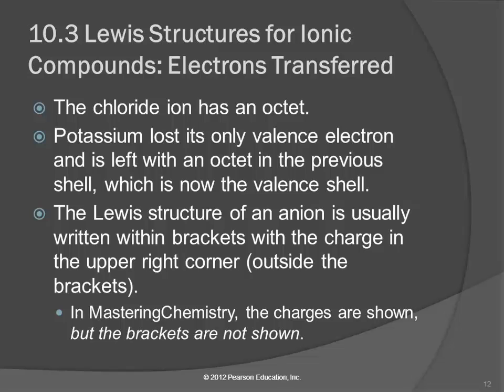So when a metal loses its valence electrons, in the Lewis structure it looks like it doesn't have any valence electrons, but what we did is peel off that incomplete layer on the outside, and then underneath is the noble gas configuration.